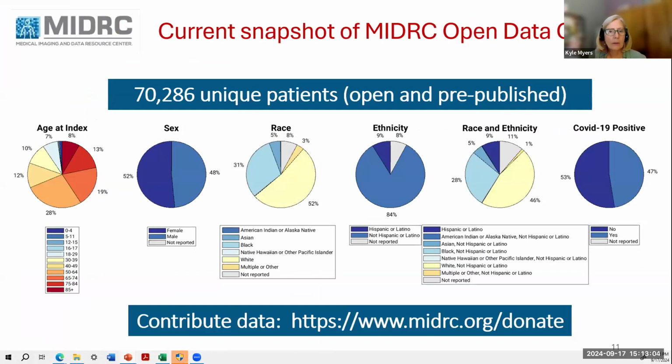So I told you how large the data set is that has been shared. I told you how large the data set is that's been ingested. Let's talk about the data demographics. So here's a current snapshot of the MIDRC Open Data Commons, representing more than 70,000 unique patients.